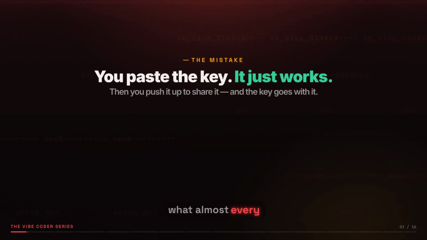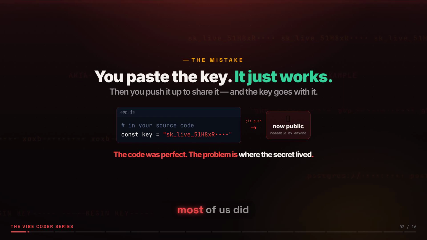Here's what almost every beginner does, and honestly what most of us did too. You're wiring up a payment library, or a database, or some AI model, and the setup asks you for a key. So you paste that key straight into your code, right there in the file as plain text. And it works. The app runs. You feel like a genius.